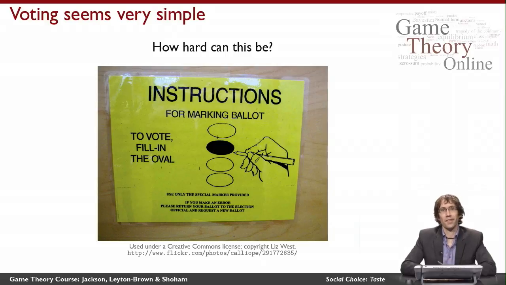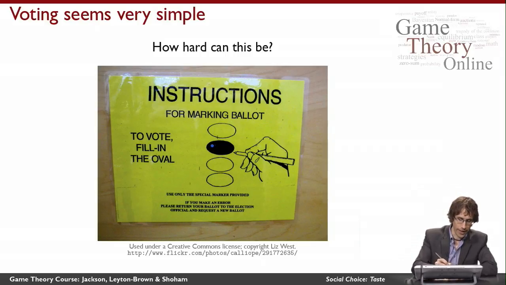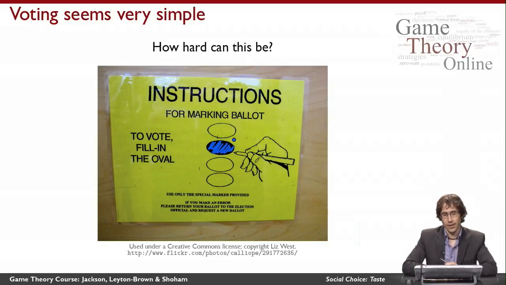So social choice is essentially the problem of voting. And the first thing that you might think is that voting seems like an incredibly simple thing to study. How hard can it be to study something that, after all, involves just filling in one of the boxes out of some small set of different candidates? Well, I want to argue that voting actually is tricky enough that we want to have a mathematical theory of it.